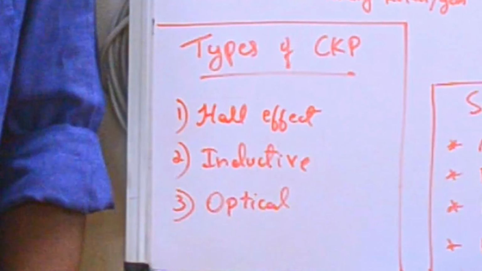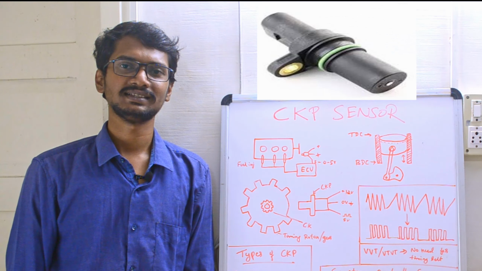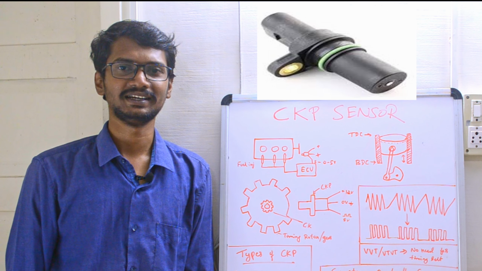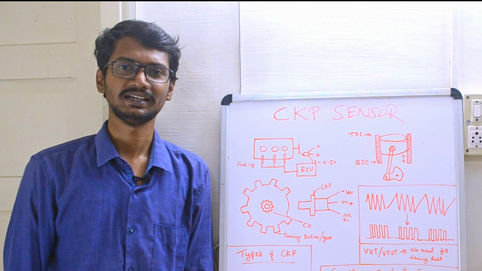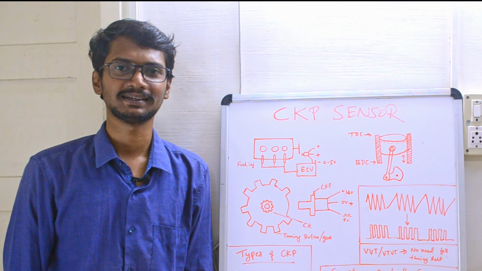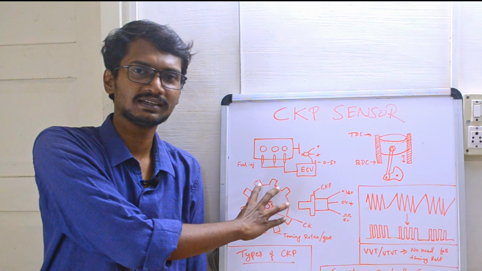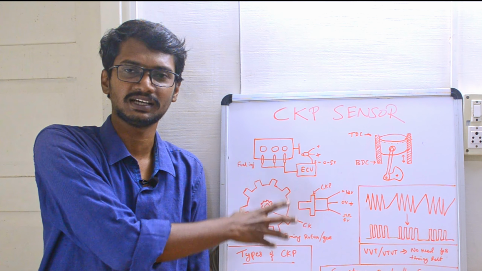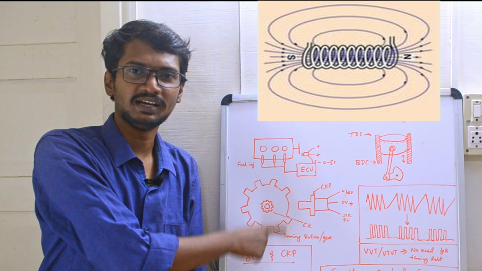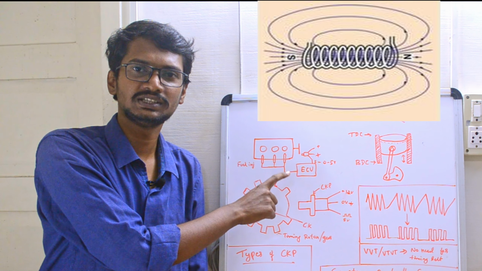The second one is the inductive type. This sensor uses electromagnetic induction to generate the voltage. That is, it consists of a permanent magnet, and a coil is wound around that magnet. As soon as this gear comes in front of the inductive type, due to the changing magnetic field, a voltage will be induced in the coil.